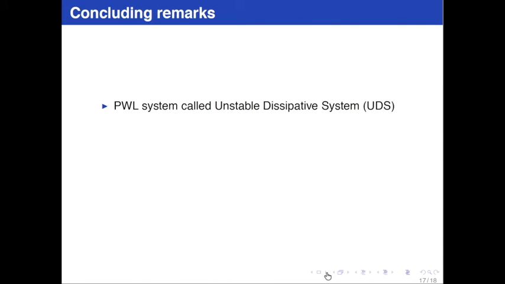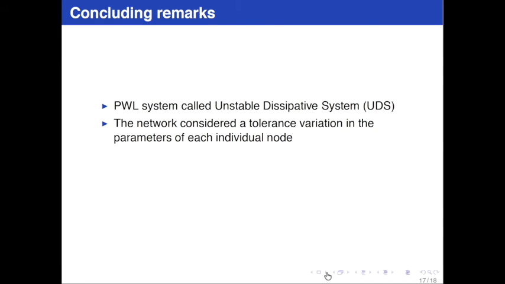The concluding remarks of the article are summarized as follows. First, the hybrid piecewise linear system in the UDS configuration was suitable in the design of nearly identical networks due to the chaotic properties. Also, the simple structure of the mathematical expression was convenient in the design of the electronic circuit implementation of the network. Second, the proposed network considered a tolerance variation in the parameters of each individual node, resulting in non-identical systems similar to real-world network structures. The tolerance given to the network was forced to be relatively higher than in physical systems in order to study practical synchronization.